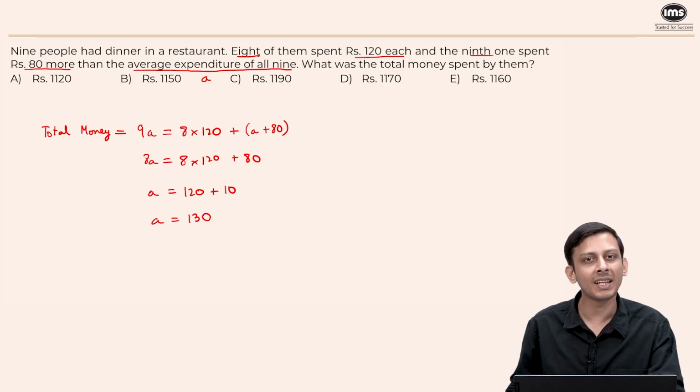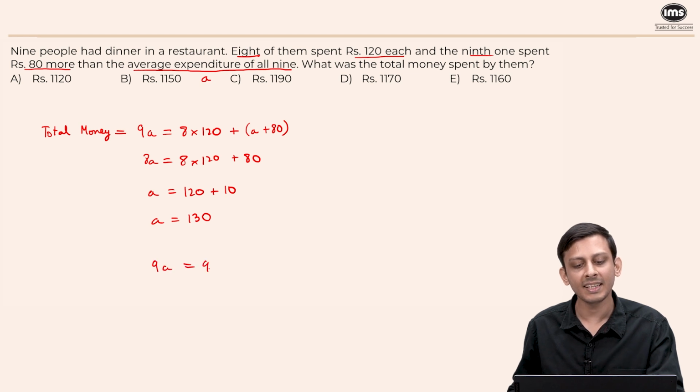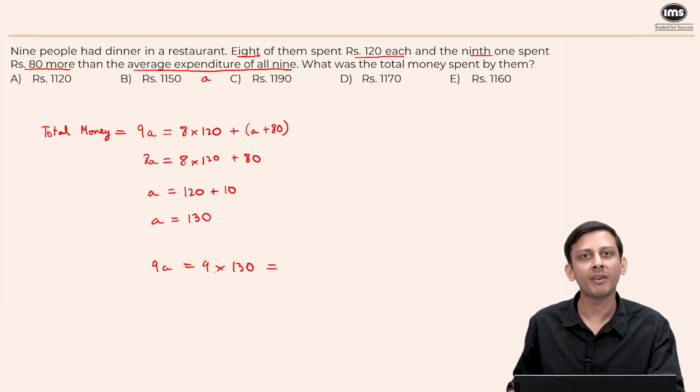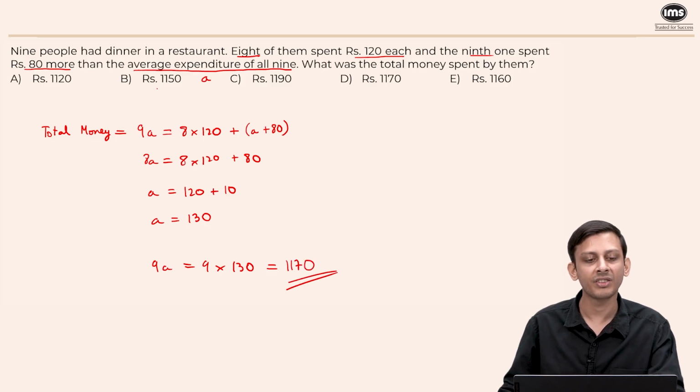And now the total money spent by them is 9 into A. So we will get 9 into 130. 9 into 130 is a simple calculation. 9 into 13, you can think of it as 9 into 10 plus 3. 90 plus 27, which is 117. And therefore we have 1170, which is option D.